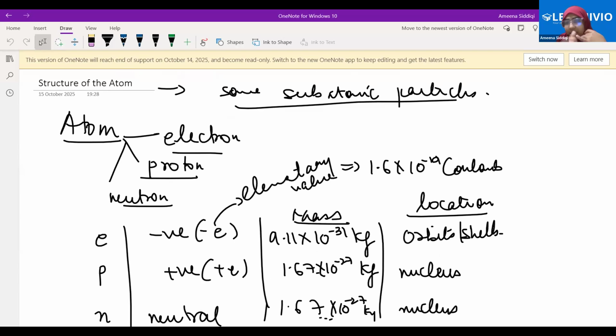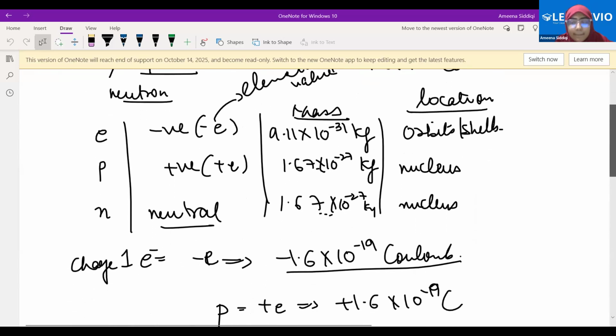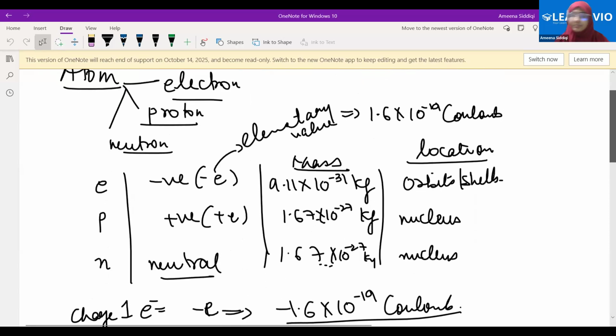We'll be understanding everything related to these three particles so that we can understand the different behaviors of the atom. So electron, proton, neutron. What is the charge on one electron? Negative, ma'am. Minus 1e. And what is this e? This is the elementary charge. What is the value for this?